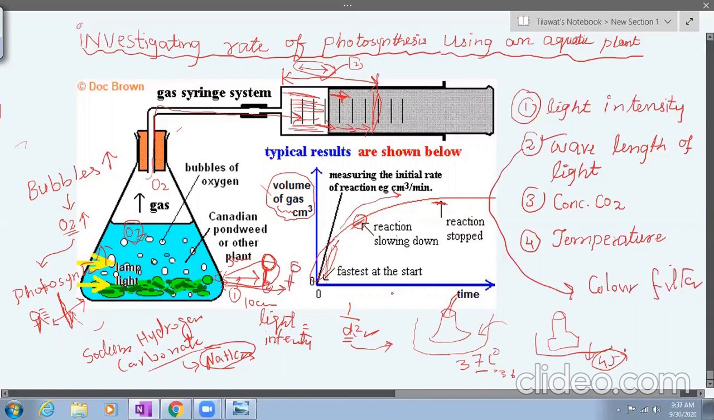But whenever I'm checking the effect of temperature on the rate of photosynthesis, I will make sure that other parameters, other factors, remain constant. Because only I will change the temperature. I want to check only the effect of temperature. So the light intensity for all the setups, for all the experiments that I'm doing, should be the same, and the same sodium hydrogen carbonate concentration, so that other factors remain the same. Then I can get a fair result. Okay.